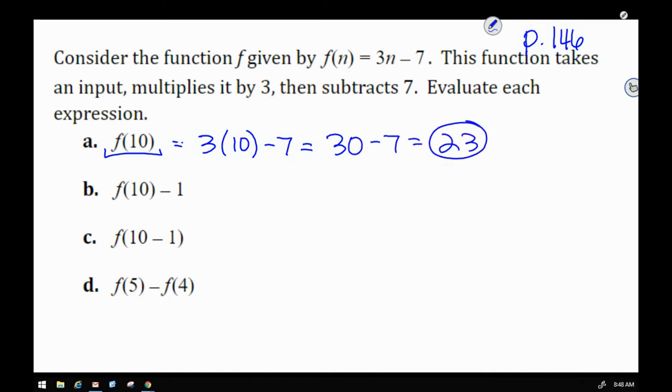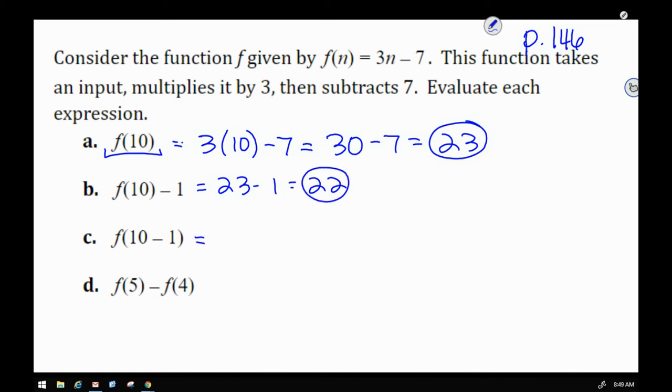Very nice. Almost all of you had that one correct, so we're good there. Okay. Part B, f of 10 minus 1. So I'm going to take f of 10, which was 23, minus 1 is 22. How is that one different from part C?